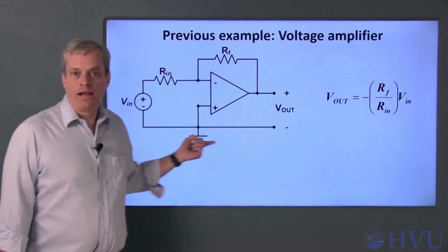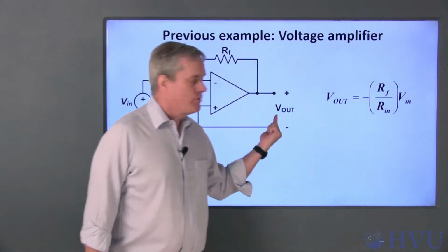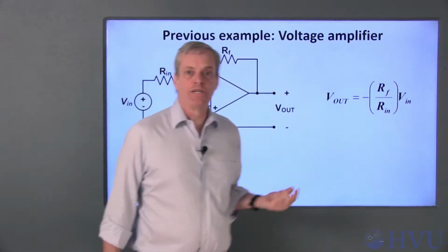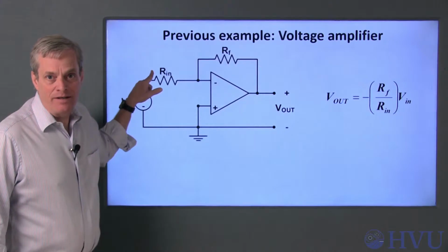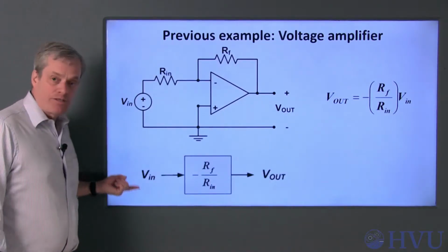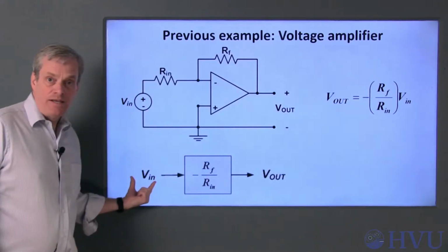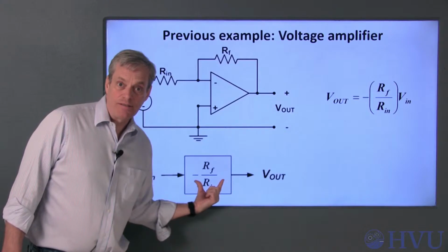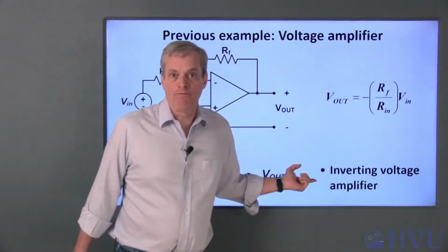This circuit was analyzed in a previous video, where we found that the output voltage was equal to the input voltage times the negative of the ratio of RF to RN. As a block diagram, the input-output relationship for this circuit can be expressed as shown here. The output equals the input times a negative constant. This particular circuit is called an inverting voltage amplifier.